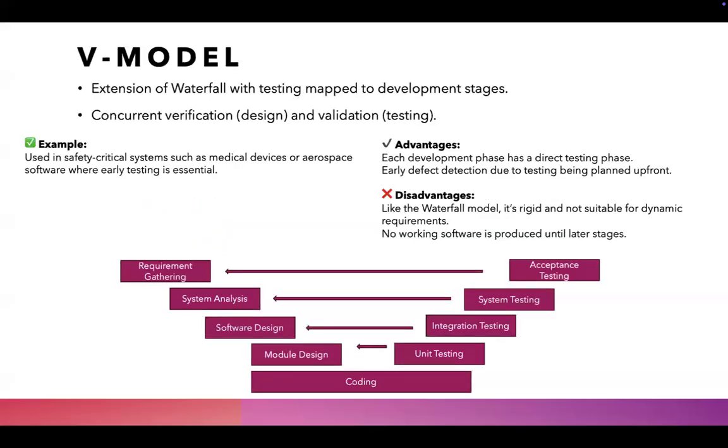Now I move to the next slide, the V-Model. The V-Model is like the waterfall model, but with a special focus on testing. In this model, each development stage has a matching testing stage. For example, when we plan the system design, we also plan the integration test. So testing is done alongside development.